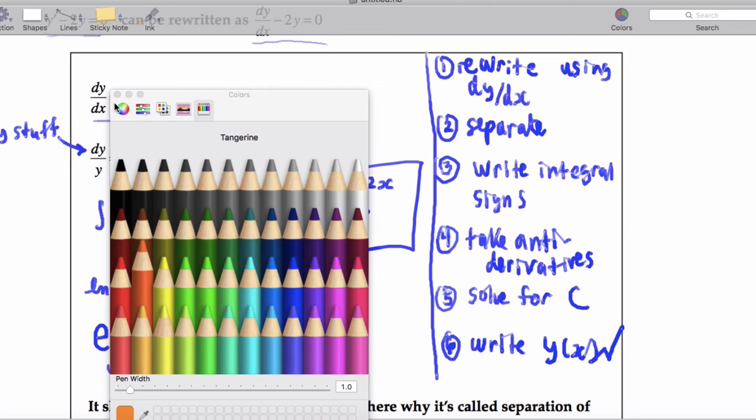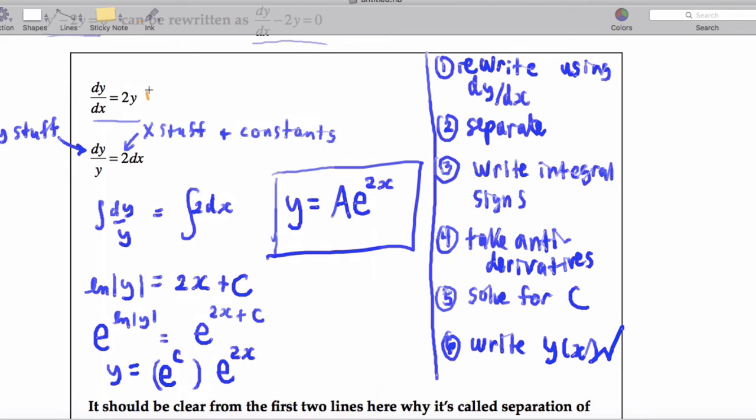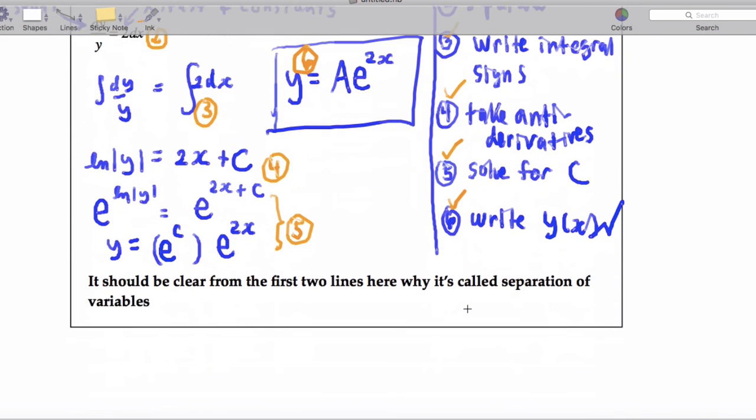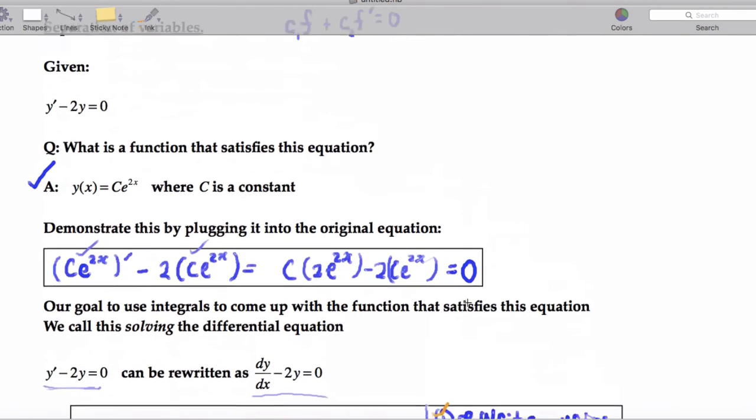So right here, if you want to be clear, there's step 1, there's step 2, there's step 3, there's step 4, here's step 5, and there's your step 6. And this is what we're going to be practicing in our next videos.